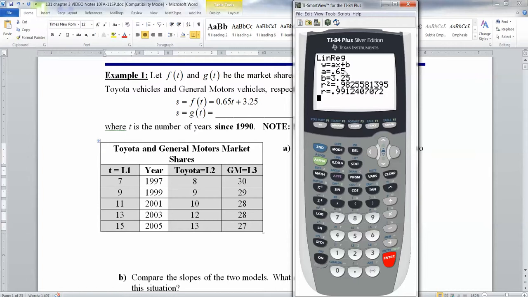See, 0.65, there's the 0.65, 3.25, 3.25. And remember, we can ignore R squared and R. If they don't show up on your calculator, that's totally fine. If they do, that's fine. You can ignore them. We're not working with that in this class.